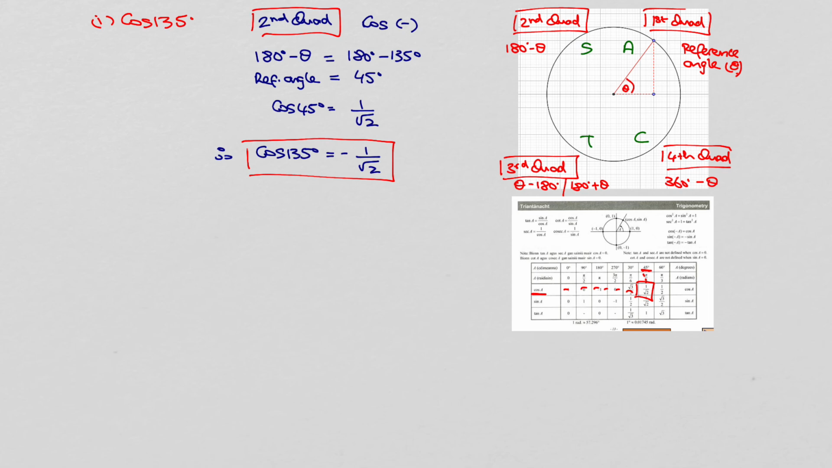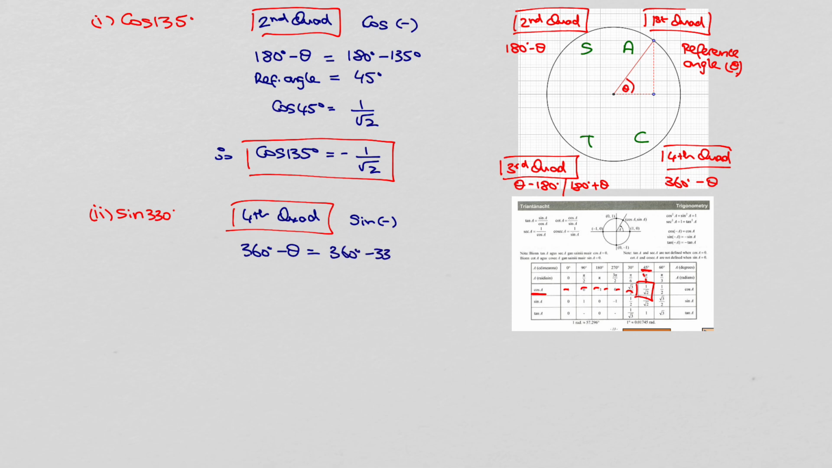Okay, so the next one is sine of 330 degrees. So our quadrant is the first thing we identify, which is the fourth quadrant. I can see that only cos is positive in the fourth, so that's telling me then that sine has to be negative. My rule is 360 minus theta. So 360 degrees minus 330 degrees gives me a reference angle of 30 degrees.